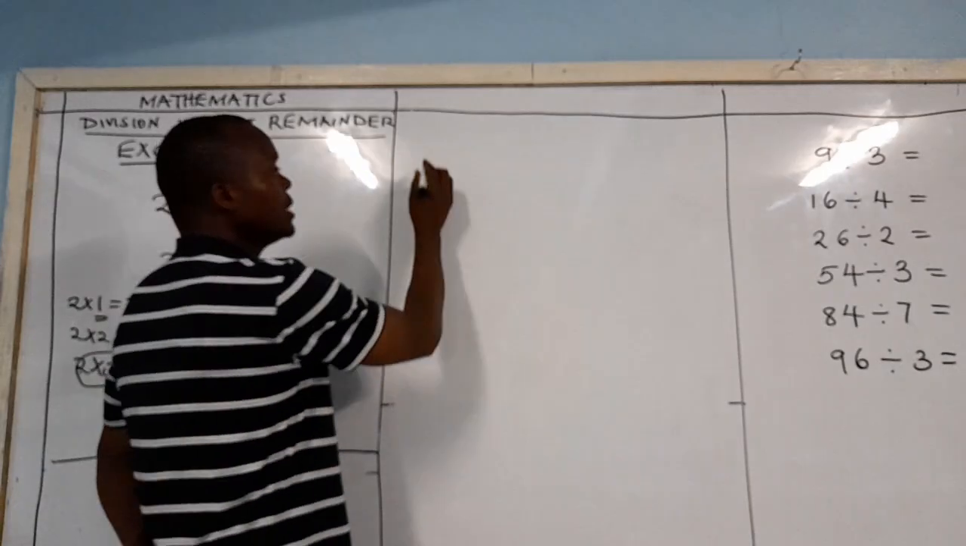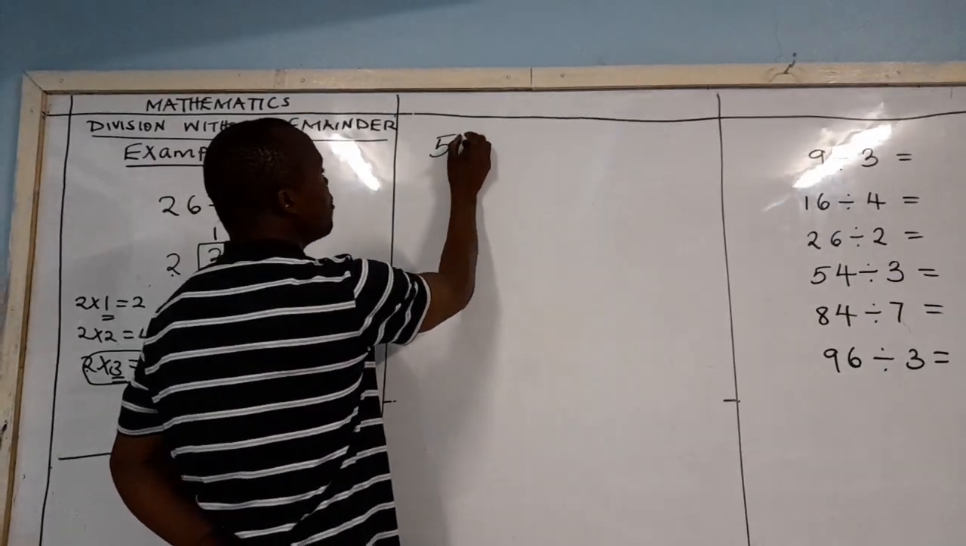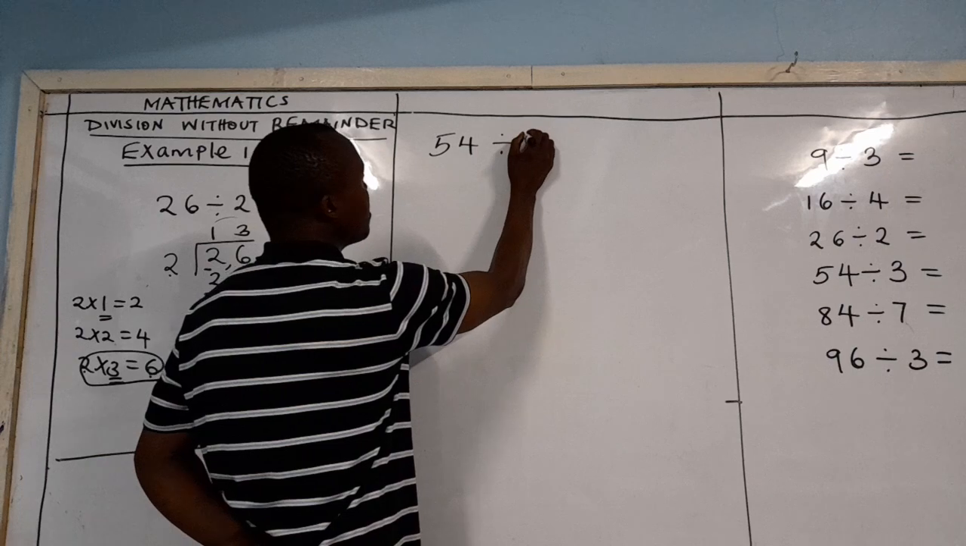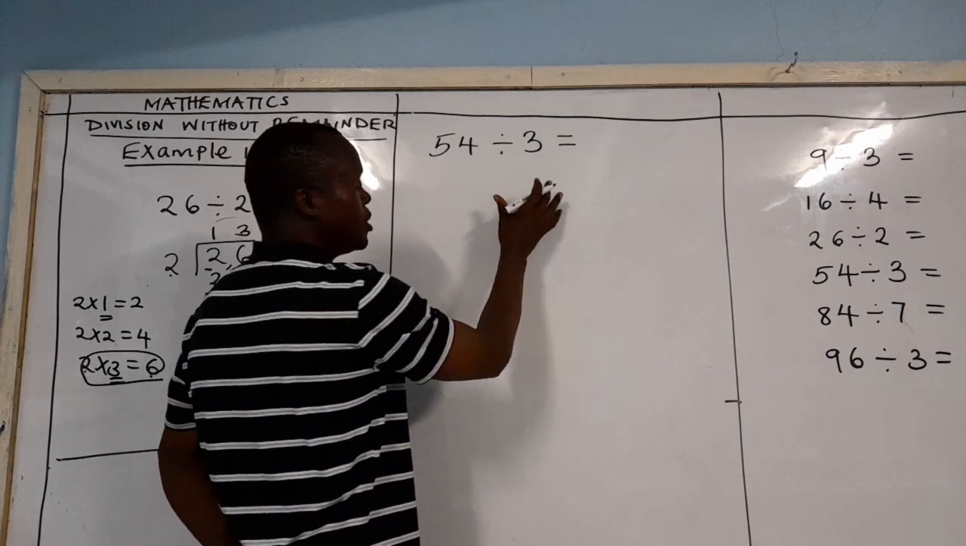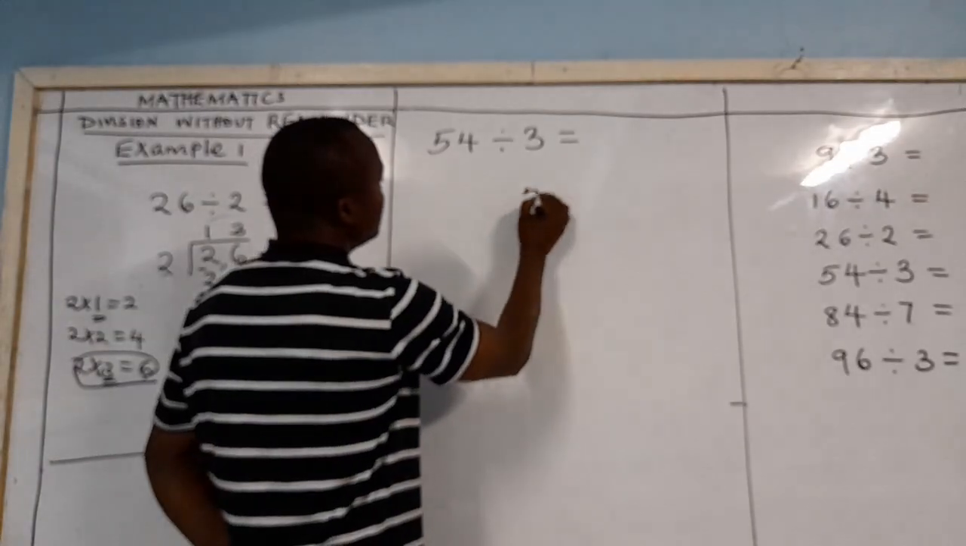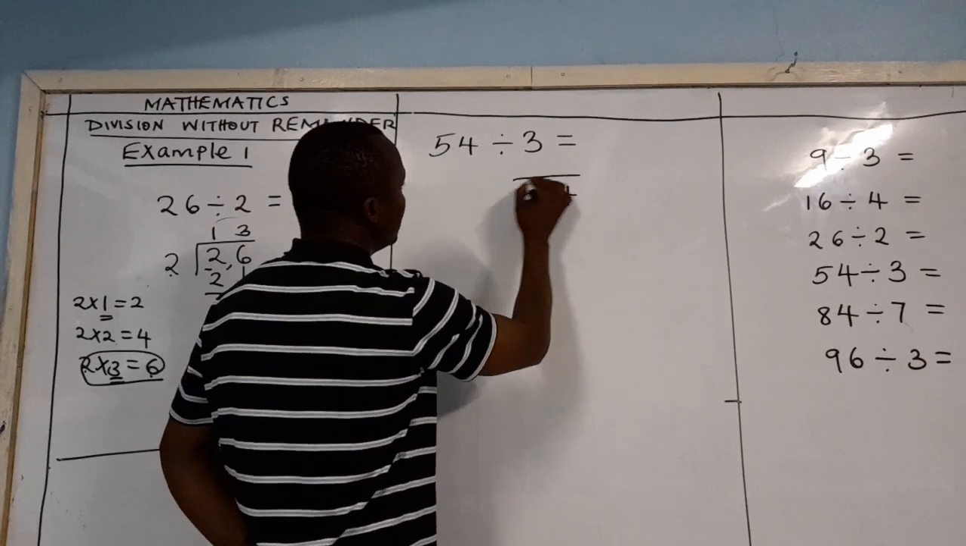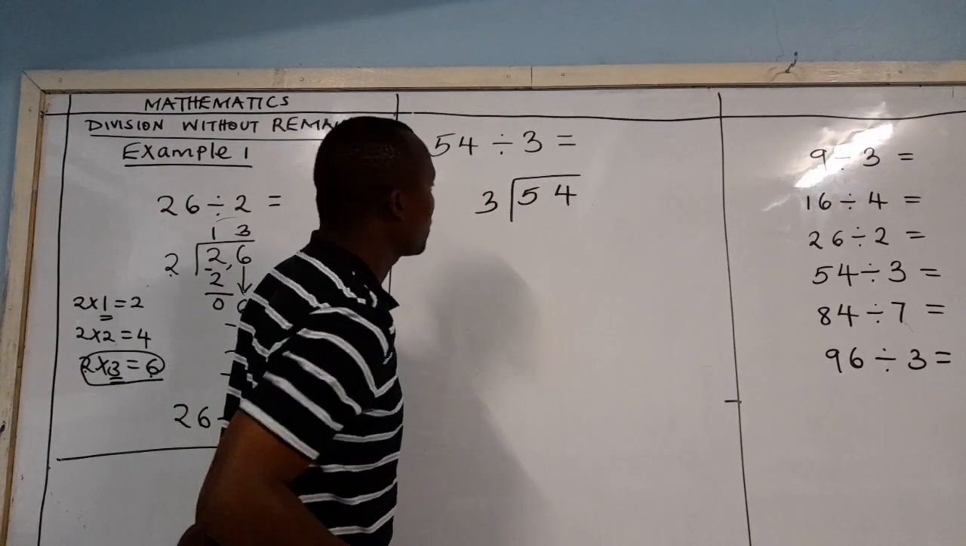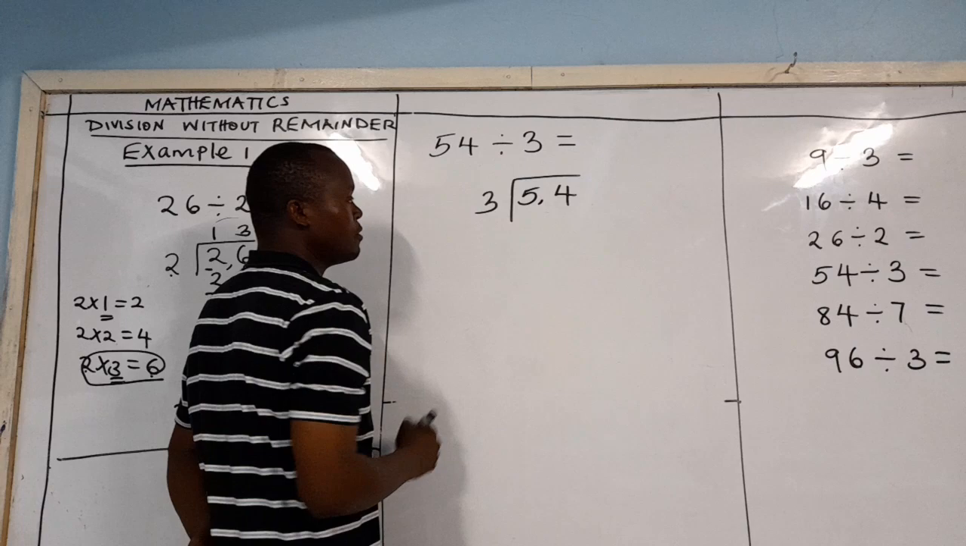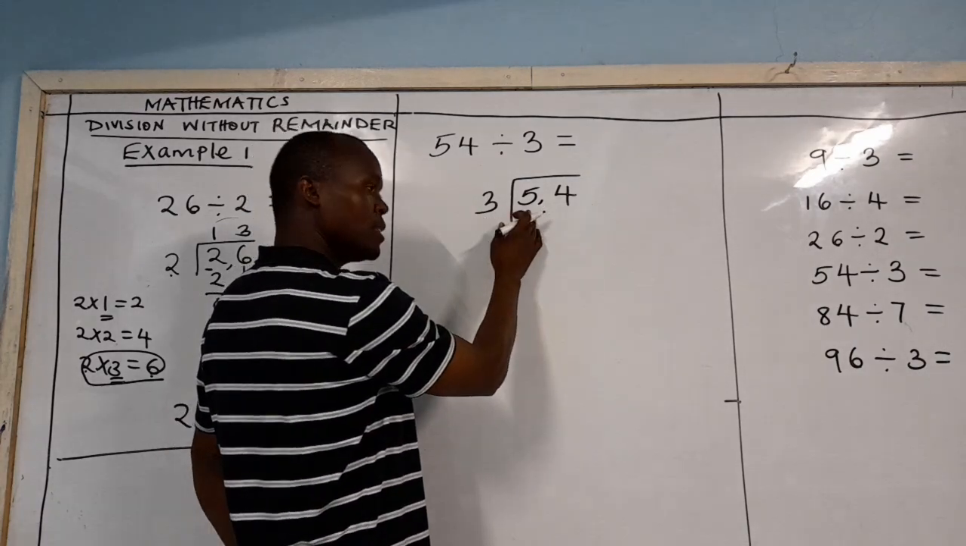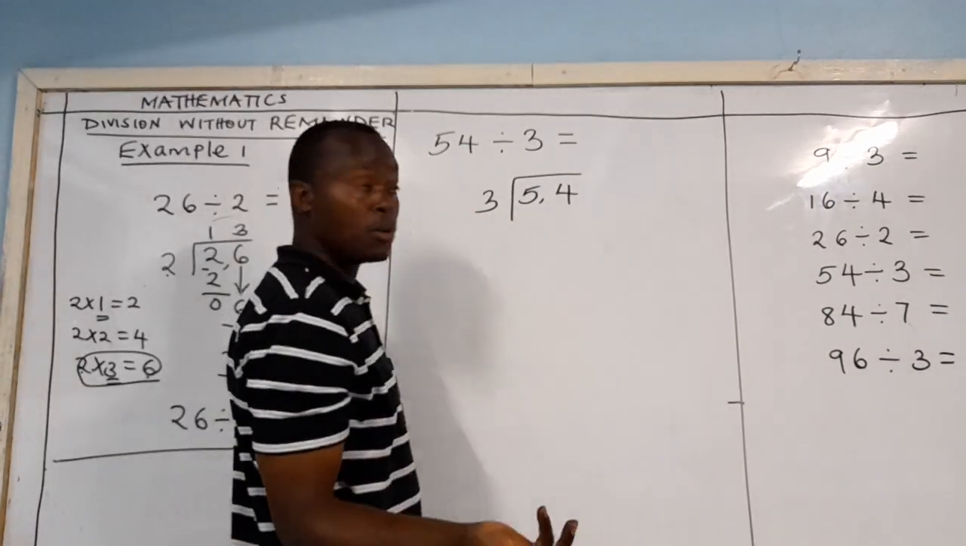Yes, the other one is 54 divided by 3. Do the same thing, 54 divided by 3. Consider the first digit 5. Can 3 go into 5? Yes. How many times? Probably we don't know.